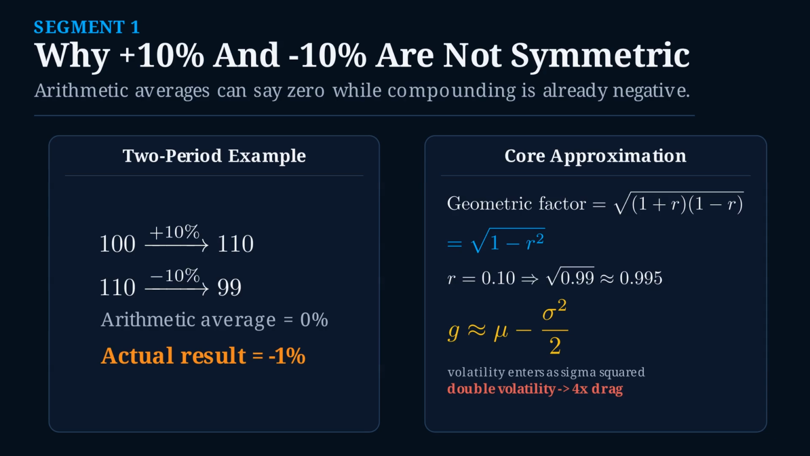This is why the geometric result, the result your money actually experiences, sits below the arithmetic average whenever there is volatility. In continuous approximation form, geometric return is roughly arithmetic return minus sigma squared over 2. That sigma squared term is the drag. It matters because it scales quadratically. Double volatility, and the drag becomes 4 times larger. That is the number investors consistently underestimate when they talk about average returns.